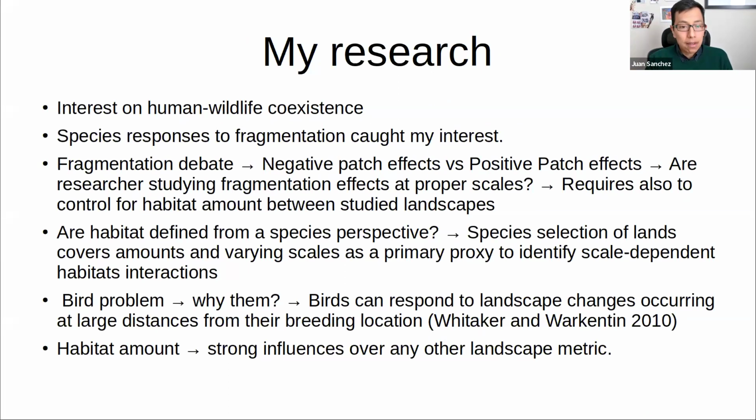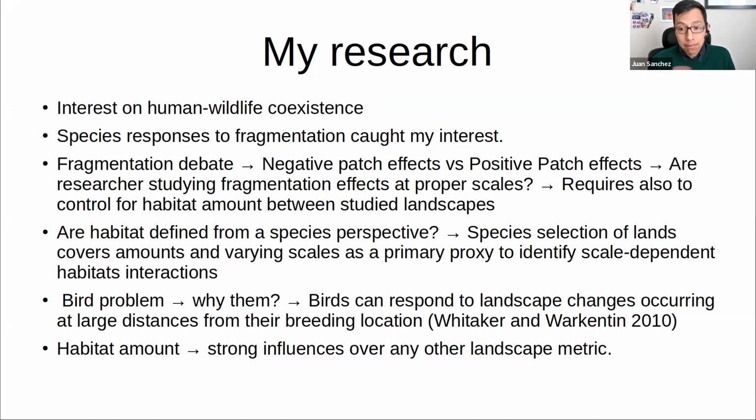So now, from the scale problem and all this debate that is happening around how we are sampling environmental data and species data and how that impacts our inferences in habitat relationships, I did my master research.